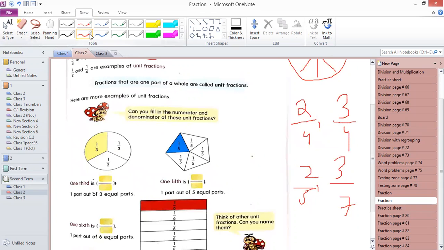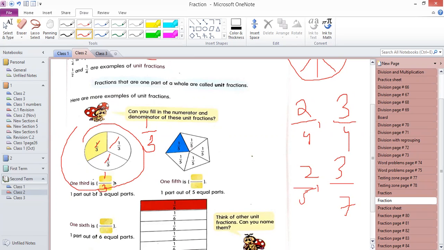Here are some more examples of unit fraction. Look, this circle is divided into 3 equal parts. 1, 2, 3. So 3 in the denominator. Each part is 1/3. So this is an example of a unit fraction, 1/3. Here, 1 part out of 3 is colored. If I ask you to write the fraction of the colored portion, you will see that it is 1/3.